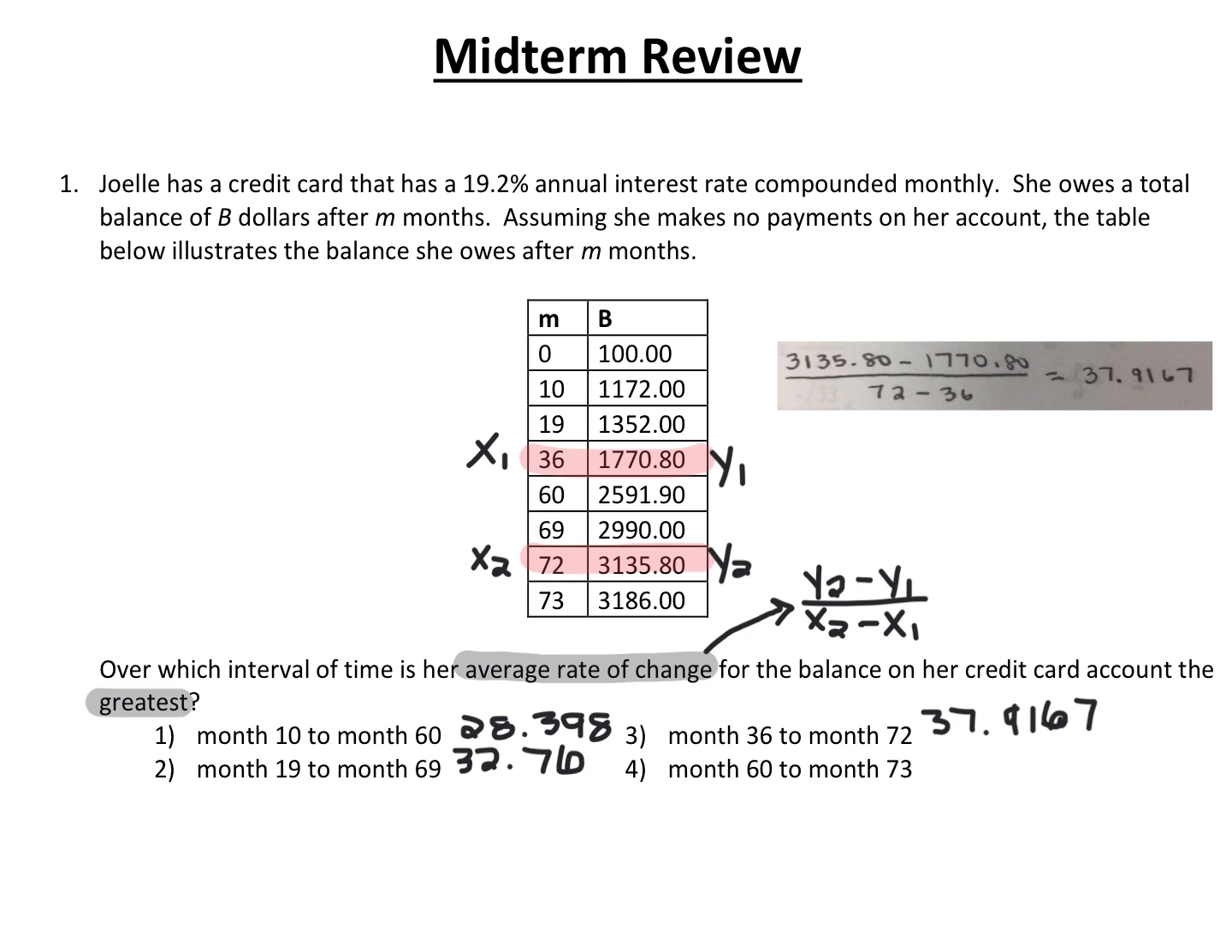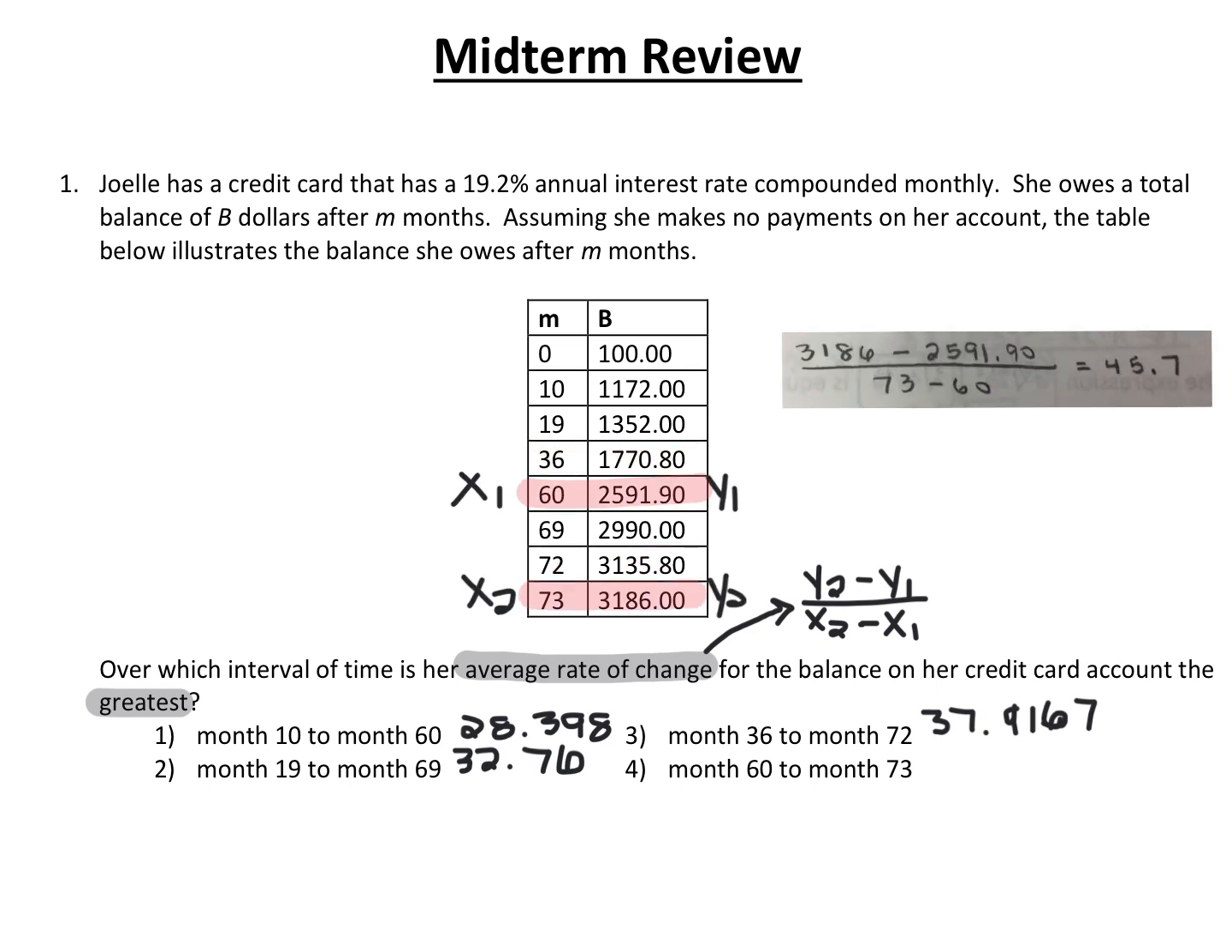And then finally, let's try choice 4. Okay, so we're using month 60 to month 73. So here's month 60 and here's month 73. So Y2 minus Y1 over X2 minus X1. And we can see this right here, 45.7. That is the biggest value, so that interval has the greatest average rate of change. So choice 4 is the answer.